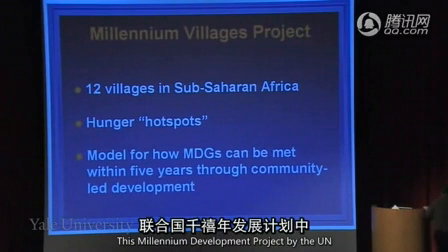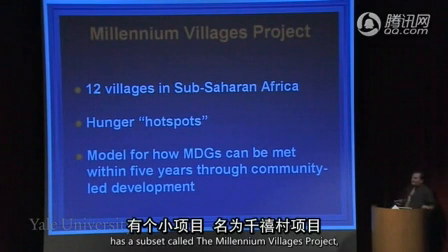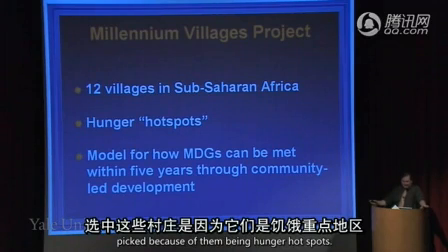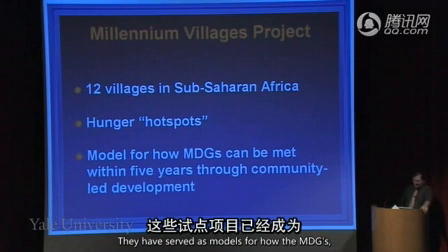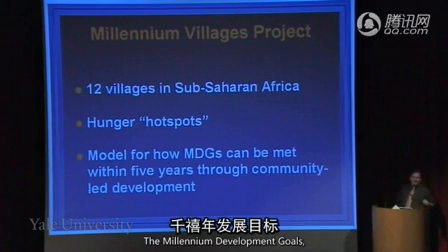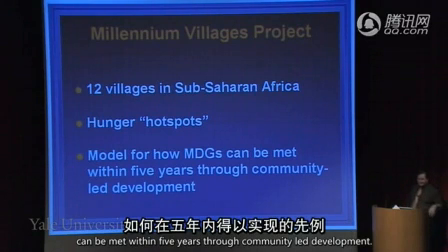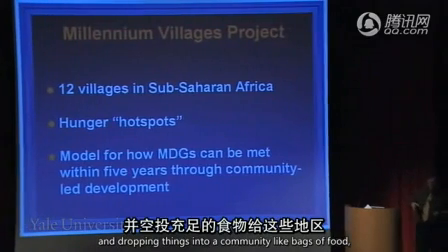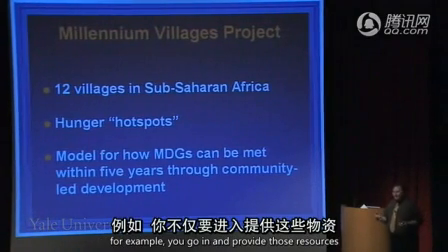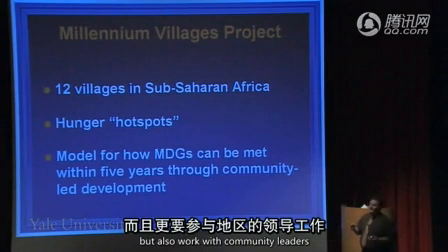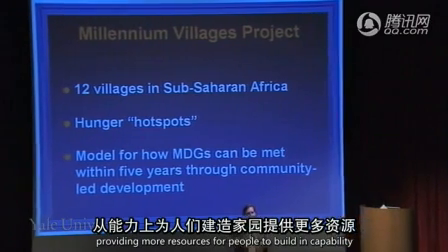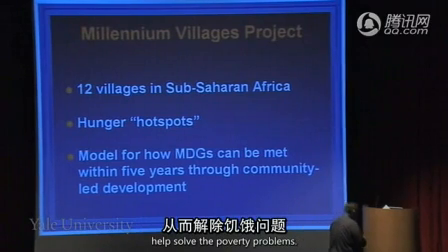This Millennium Development Project by the UN has a subset called the Millennium Villages Project, which is a pilot series of projects in 12 villages in Africa, picked because of them being hunger hotspots. And they have served as models for how the MDGs, the Millennium Development Goals, can be met within 5 years through community-led development. So the model here is that instead of just going in and dropping things into a community, like bags of food, for example, you go in and provide those resources, but also work with community leaders in changing the way the community functions, providing more resources for people to build in capability so they can feed themselves, help solve the poverty problems.